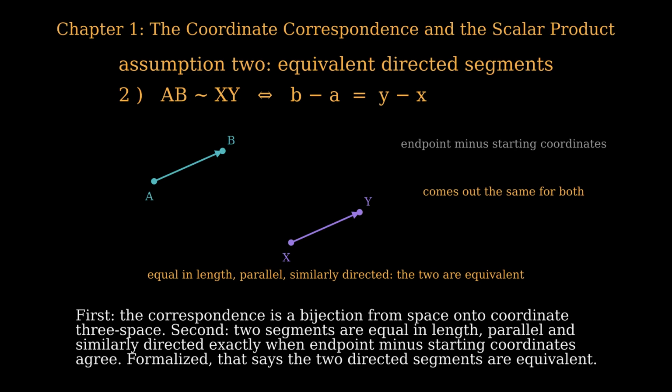First, the correspondence is a bijection from space onto coordinate 3 space. Second, 2 segments are equal in length, parallel, and similarly directed exactly when endpoint minus starting coordinates agree. Formalized, that says the 2 directed segments are equivalent.